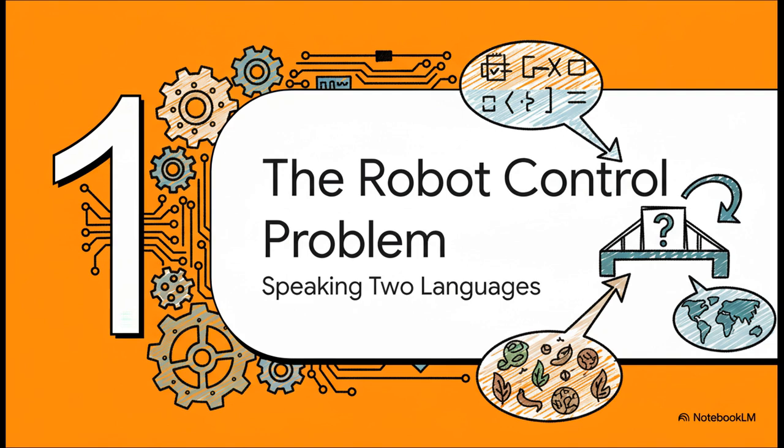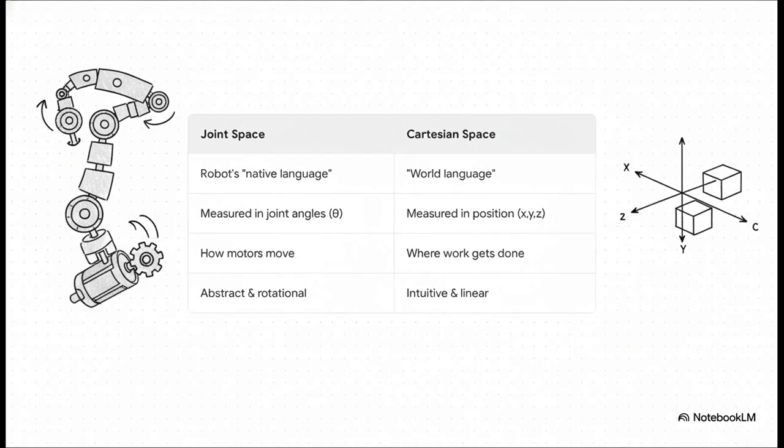All right, Section 1, the robot control problem. The easiest way to think about this is like a language barrier. The robot's motors and the real world, they just don't speak the same language. This slide lays it out perfectly. Over here on the left, you've got joint space. That's the robot's native tongue. It thinks in terms of joint angles. It's how the motors physically move, but for us humans, it's pretty abstract and hard to visualize.